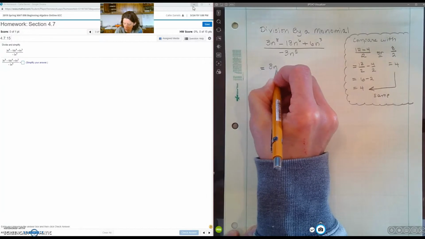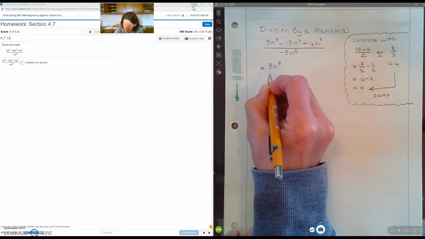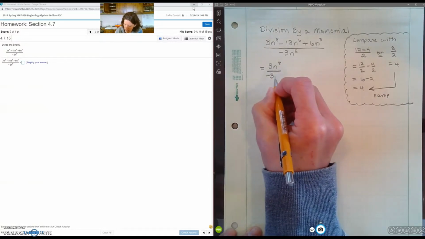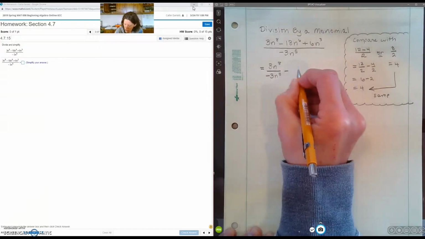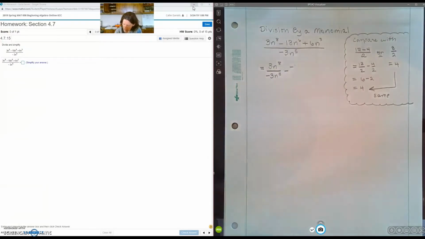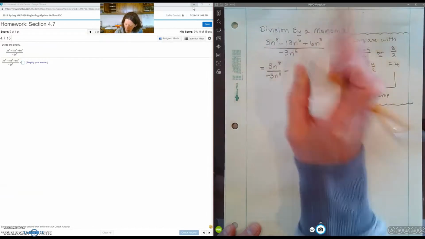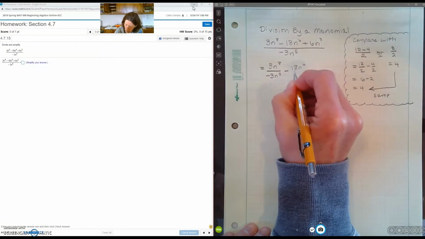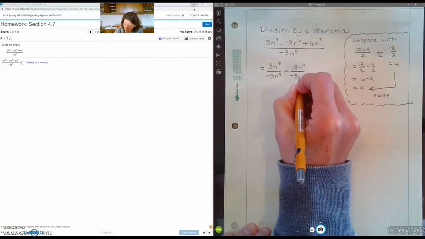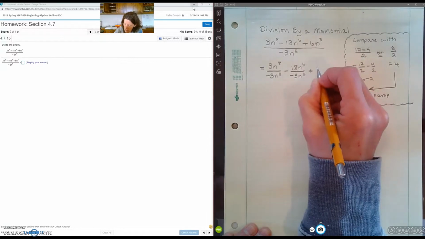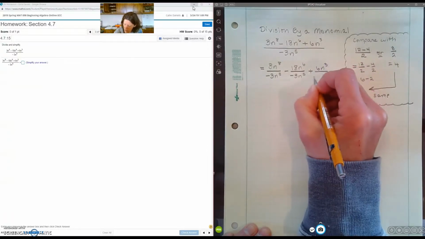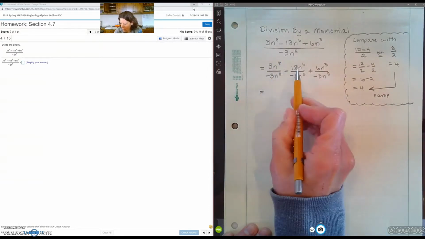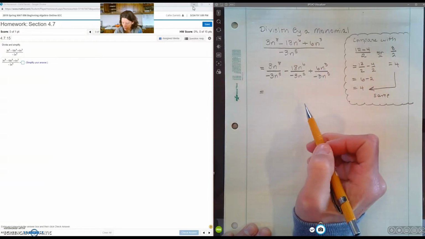So we're going to take each term in the numerator, that is 3n to the 8th. We're going to divide each of those terms by the denominator, so dividing by negative 3n to the 5th. Our next term in the numerator is a negative, or you might say a minus 18n to the 6th. And we're going to divide that by negative 3n to the 5th, and plus 6n to the 3rd, divided by negative 3n to the 5th. And now we're just going to simplify, or you might say divide, in each of these terms.